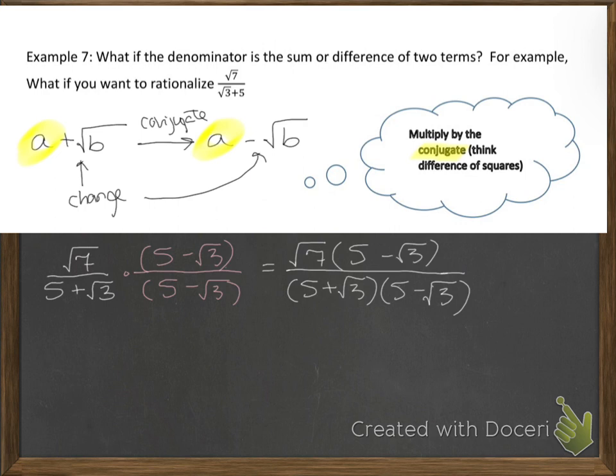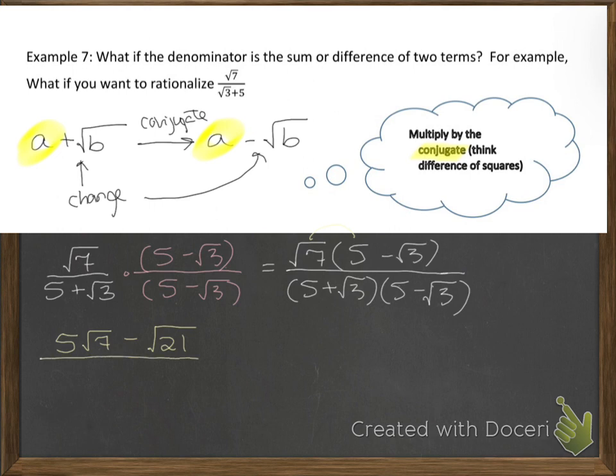All right, so let's go ahead and do the distributive property upstairs. So we have the square root of 7 times 5. So that's 5 times the square root of 7. Then we have minus the square root of 7 times the square root of 3. Well, that's the square root of 21. Then what do we have in the bottom?